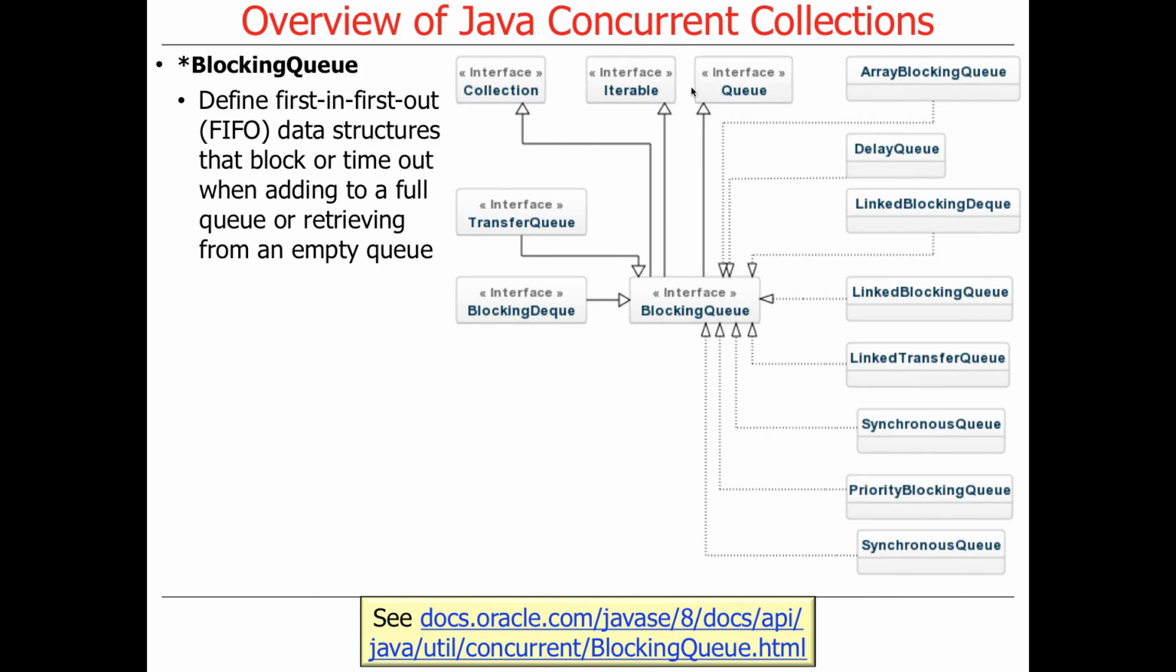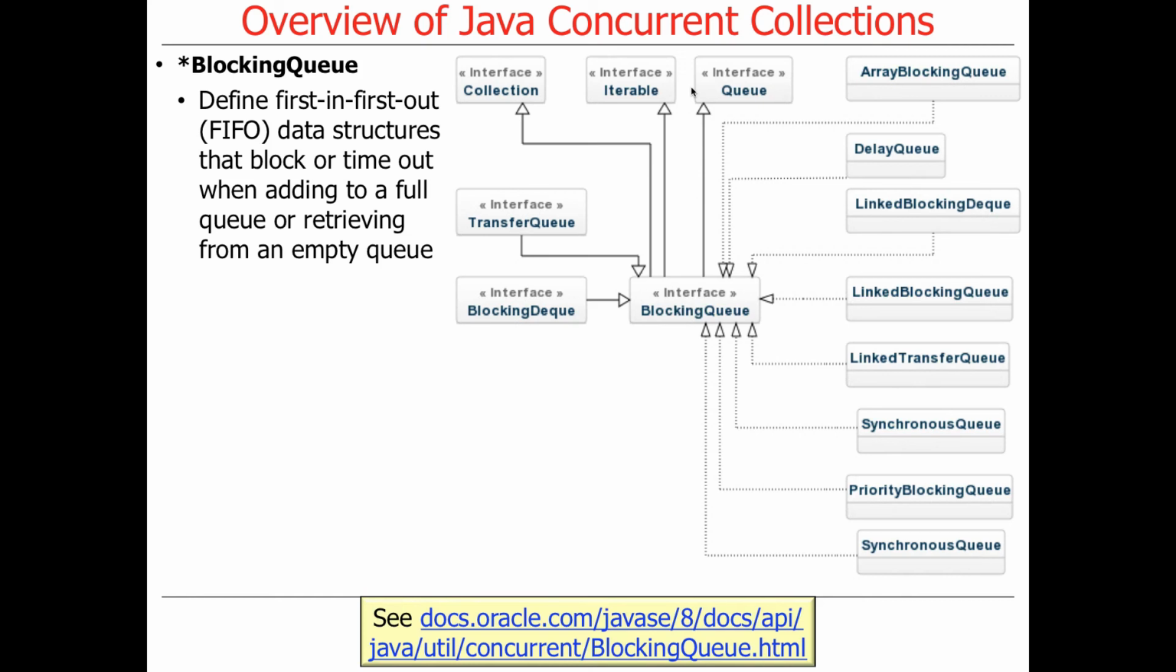There's a whole bunch of blocking queue implementations: array blocking queue, linked blocking queue, priority blocking queue, and so on. These define first in, first out data structures that will block or time out when adding to a full queue or retrieving from an empty queue. If you don't use these thread-aware concurrent collections, and you just try to concurrently add and remove something from an array list or a linked list that was not concurrency aware, or even synchronized for that matter, then when you reach the boundary conditions, either empty or full, you either corrupt the data structure or you just return without getting anything at all.